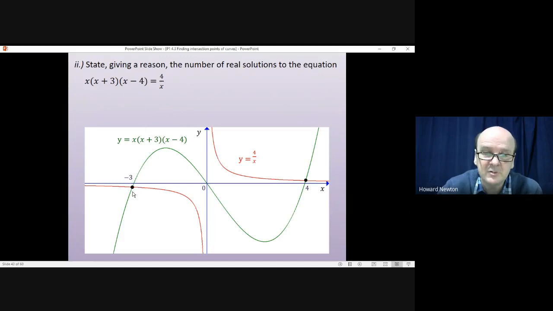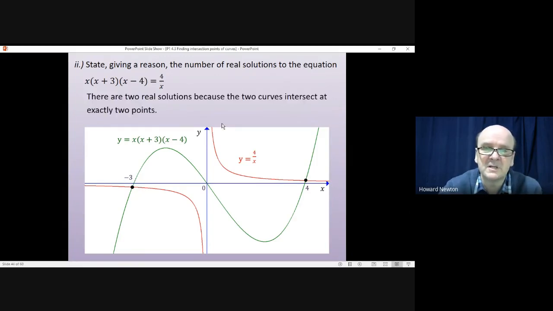And if you have a look, there's a crossing point here on the left-hand side, here on the right-hand side. There are two crossing points. Now, they're not asking you to do any more than that. They just want you to write down something along these lines. There are two real solutions because the two curves intersect at exactly 2 points. So because there are two intersection points, there will be two solutions to this equation. That's what they're looking for.